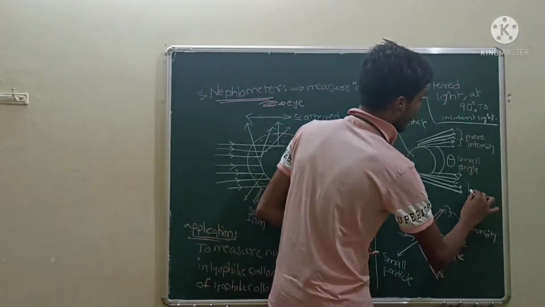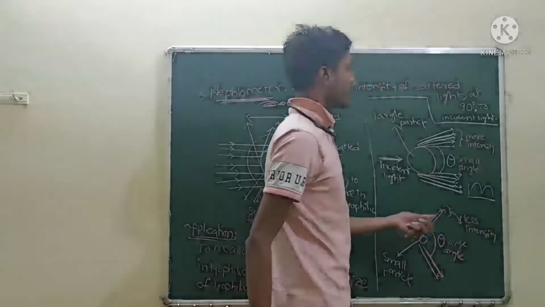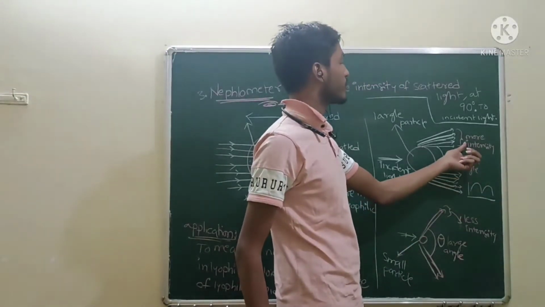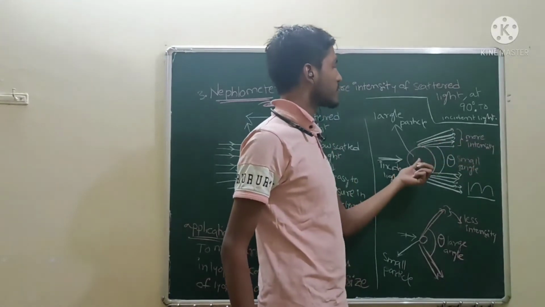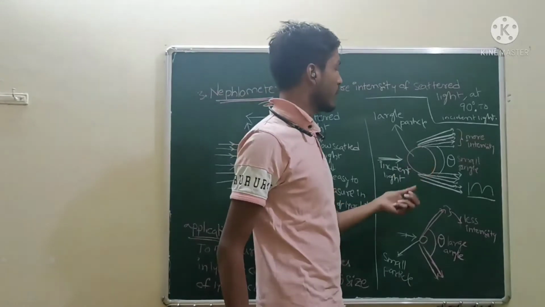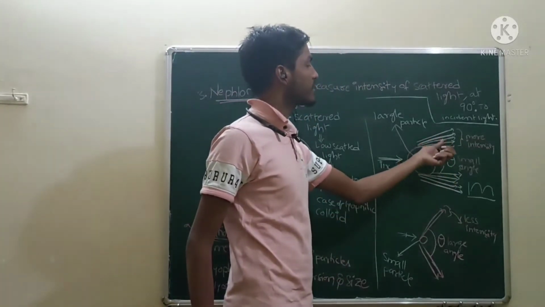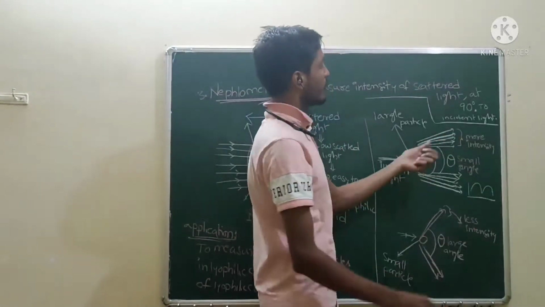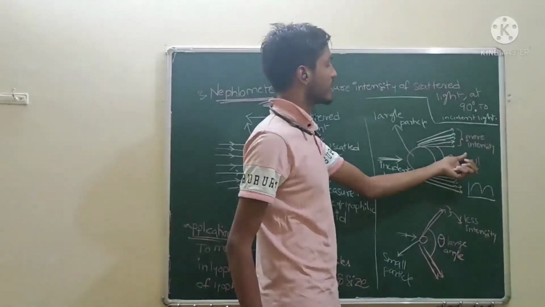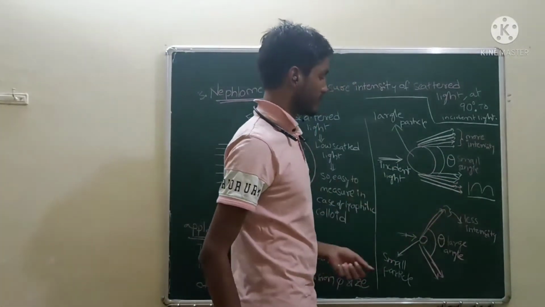That's why we can observe a broad spectrum. In the case of the nephelometer, the broad spectrum is due to the presence of more intensity of light, and this more intensity is due to the presence of large particles. The large particle has a small angle but more intensity. See, intensity of light 1, 2, 3, 4, 5, more intensity 5. And a broad spectrum we can observe in the nephelometer.